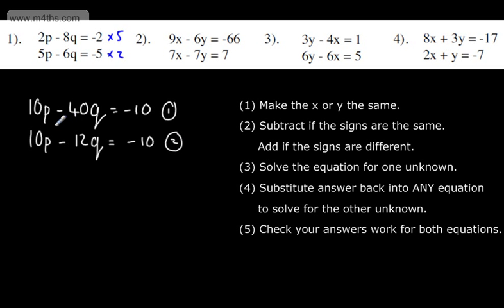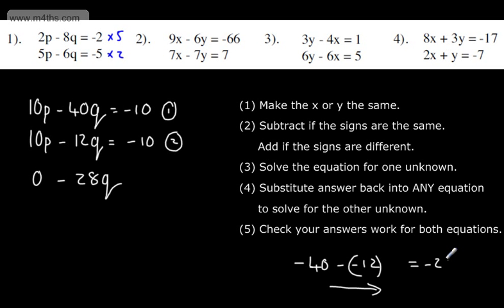We're going to subtract downwards. This is where we need to be careful. What we're going to have here now is the following. These are going to give us 0. Minus 40q minus minus 12q is going to give us minus 28q. Just consider, you start at minus 40 on a number line, then you're doing minus minus 12. So that is going to get now closer to 0, and that's going to give us minus 28.